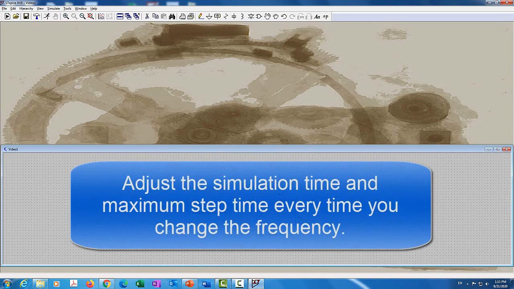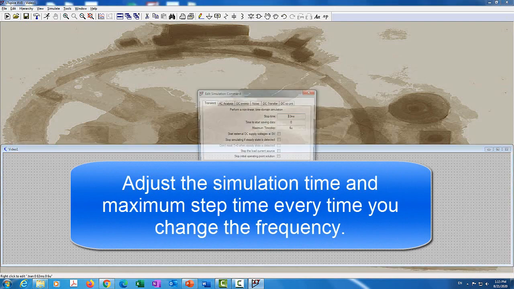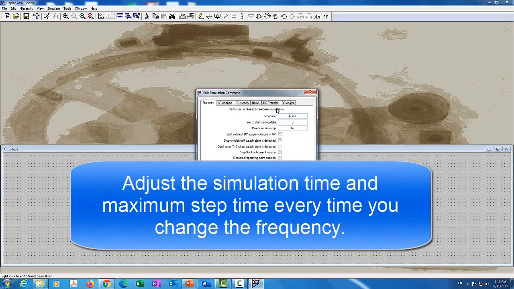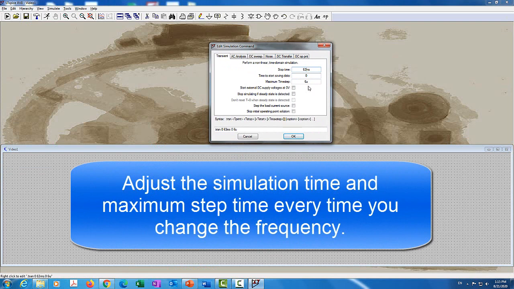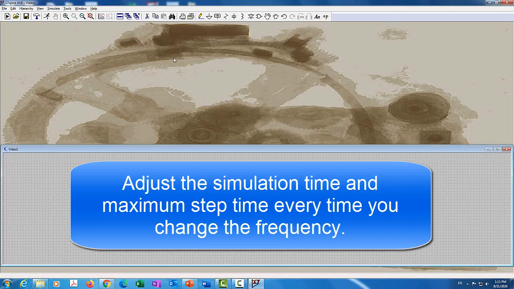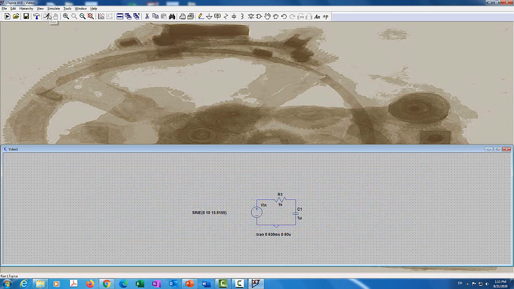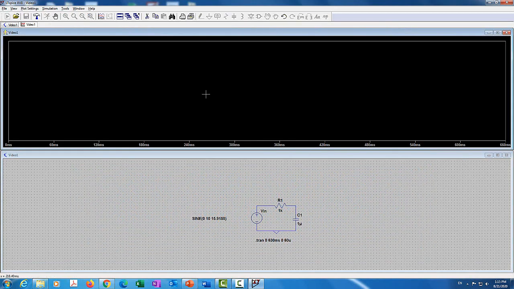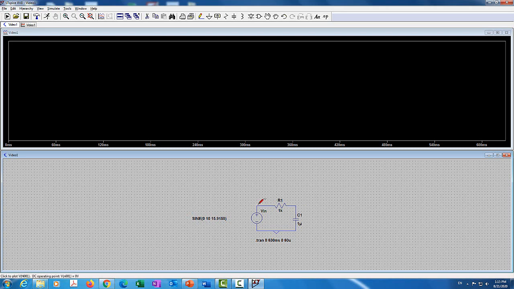Now you need to play with the transient response. So I'm gonna change the transient response here. It needs to be 10 times slower, so I'm gonna make it run for 630 milliseconds. And here the resolution can also be multiplied by a factor of 10 because it is slower. Make sure that you always adjust the simulation time and the maximum step size every time you change the frequency, to sample at least 1,000 points. So we simulate the values here.